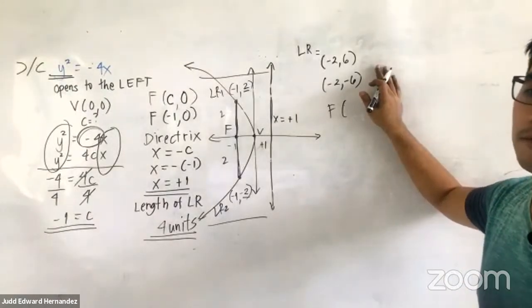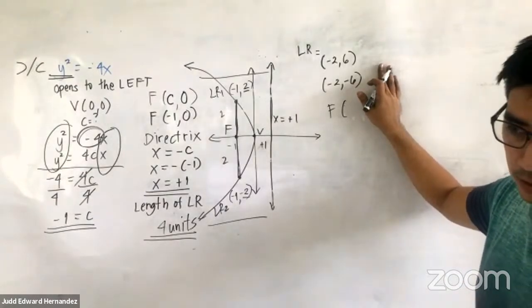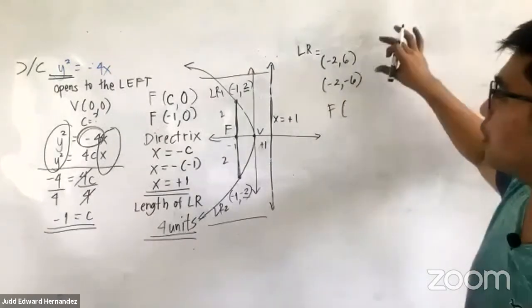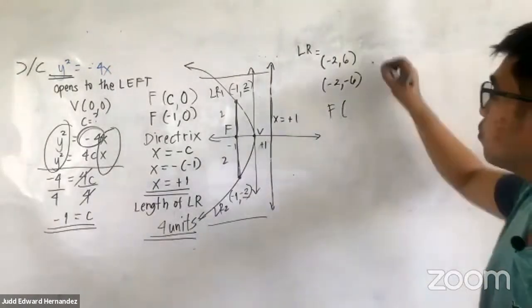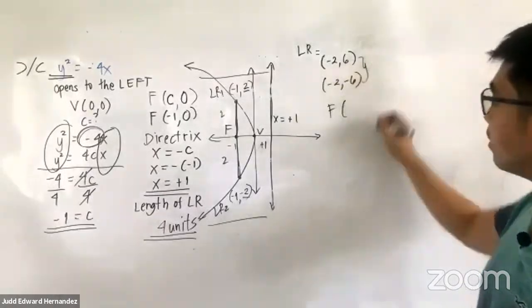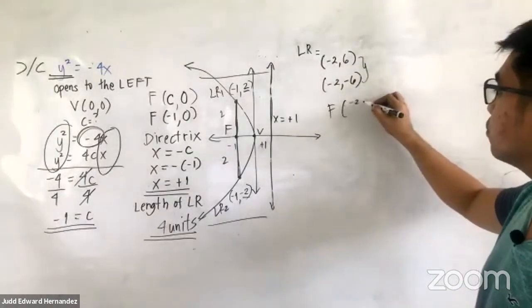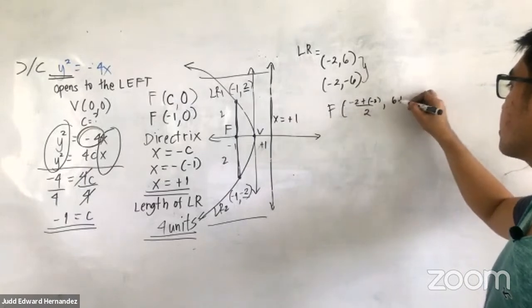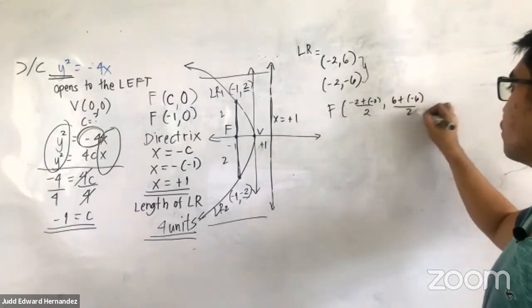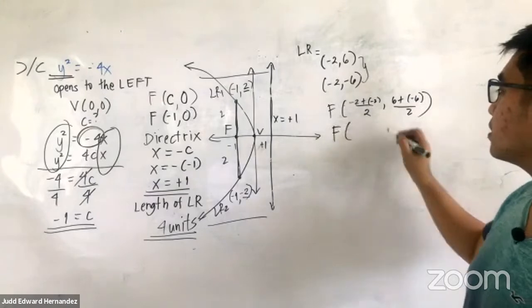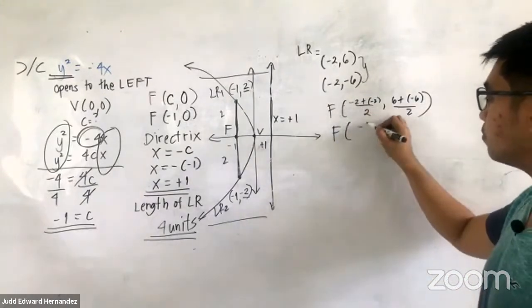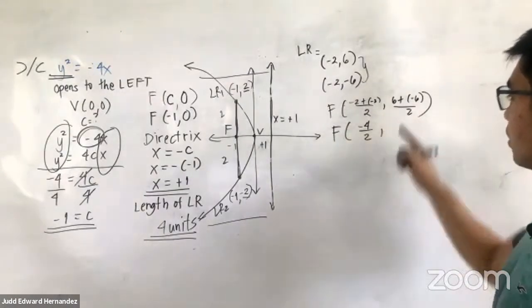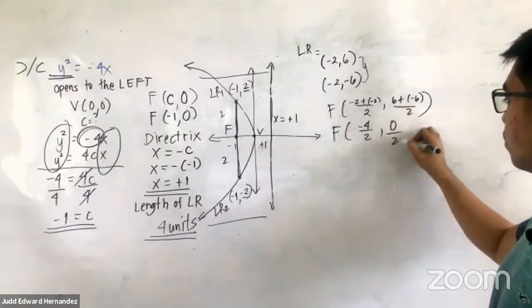And the coordinates of the focus is just the midpoint of the endpoints of the latus rectum. Ibig sabihin, kukuhanin mo yung gitna nito. And the midpoint should be negative 2 plus negative 2 over 2 and 6 plus negative 6 over 2. So therefore, the focus is located at negative 2 plus negative 2. That becomes negative 4 over 2. 6 plus negative 6 is 0 over 2.